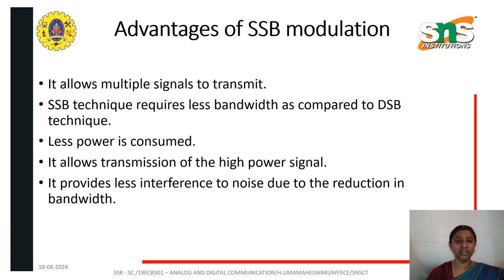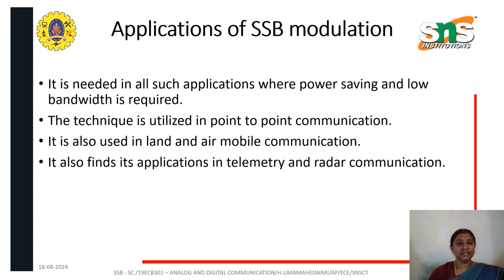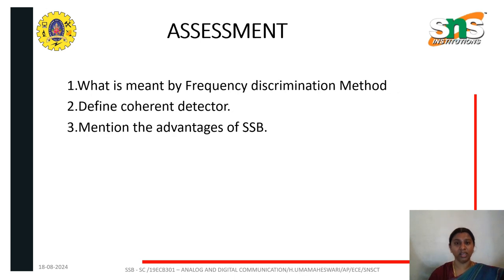The main advantages of SSB modulation are that power is saved. It allows transmission of a high power signal. It provides less interference to noise due to the reduction of the bandwidth. The main disadvantages are that it is expensive and complex in nature. The main applications: this technique is mainly used for point-to-point communication, and where power saving and low bandwidth are required. It is also used in land and air mobile communication, and it also finds its application in telemetry and radar communication. These are the assessment questions.